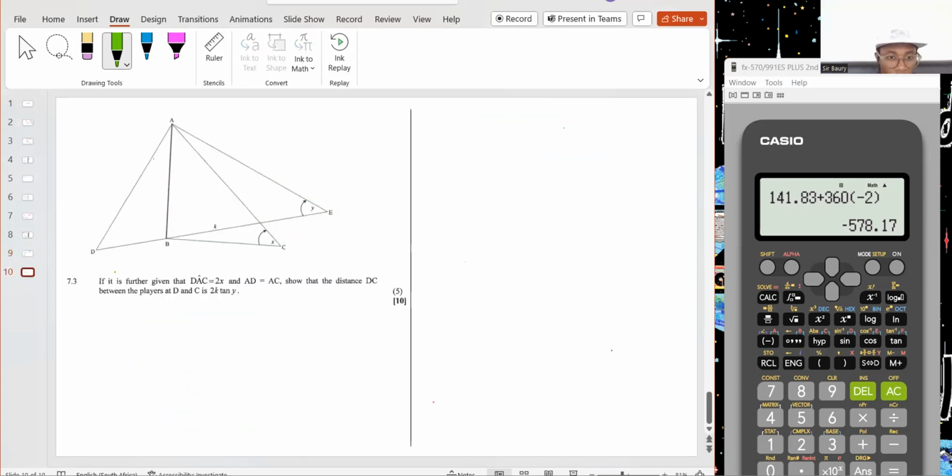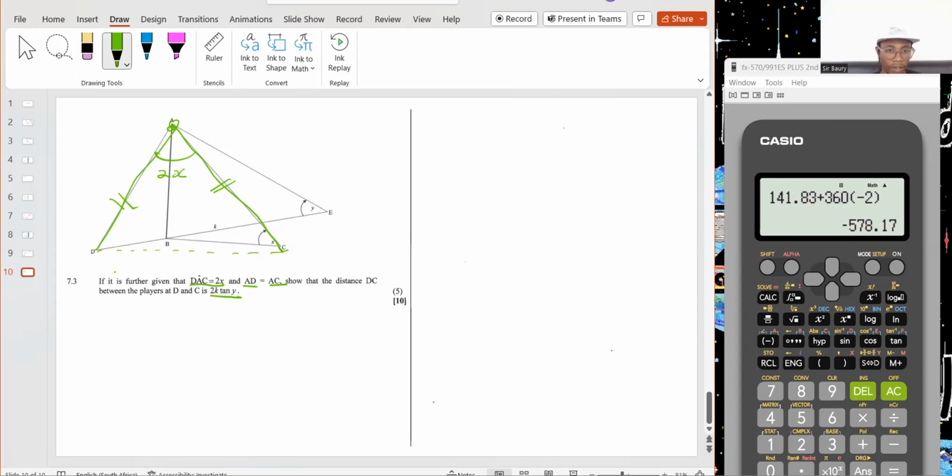Then going to the last question. It is further given that angle DAC is equal to 2x. So this angle here is 2x. AD is the same as AC. Show that the distance DC between players D and C is given. So they want us to show this distance DC.